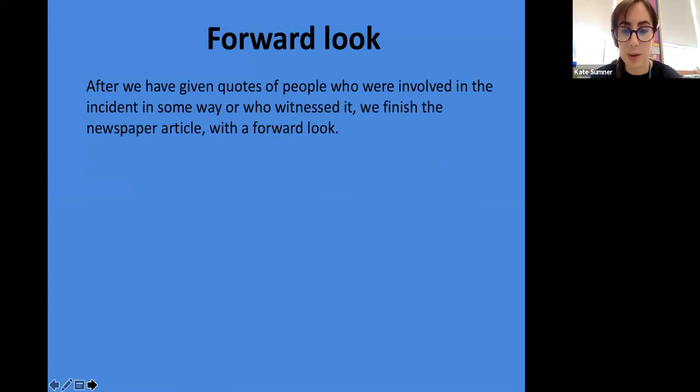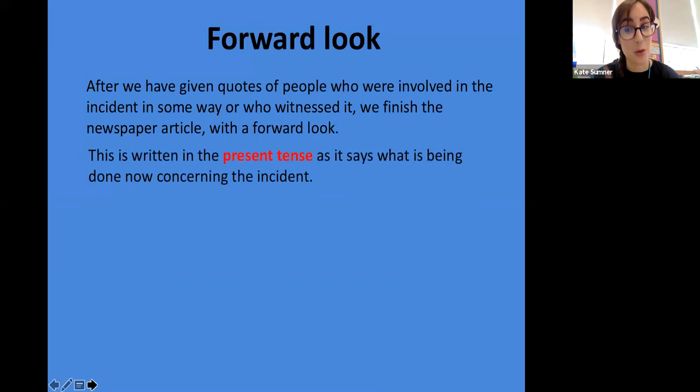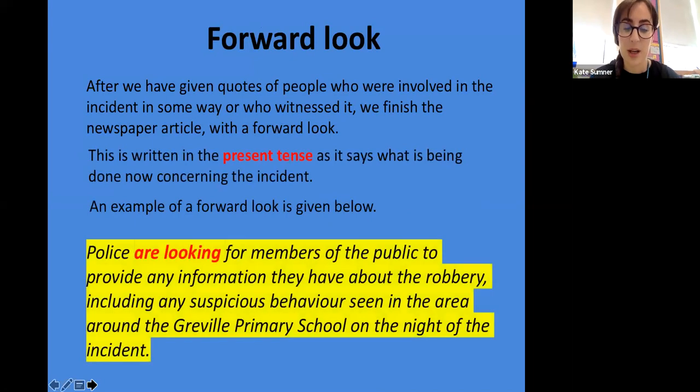And after we've given quotes of the people who witnessed it, we finish the article with a forward look. So we're looking forward, and this is also written in present tense. I know it's confusing, but it's a really interesting type of writing. So then we write, for example, "Police are looking for members of the public to provide any information they have about the robbery, including any suspicious behaviour seen in the area around Greville Primary School on the night of the incident." So it's a sort of remark about what they want to do now.